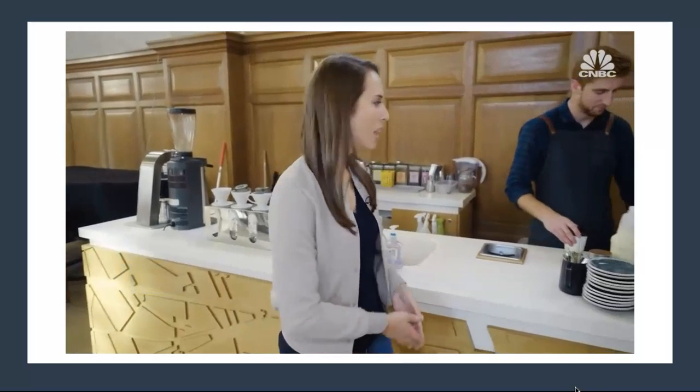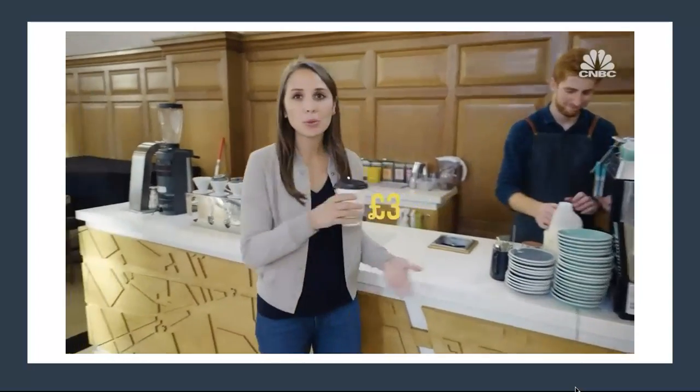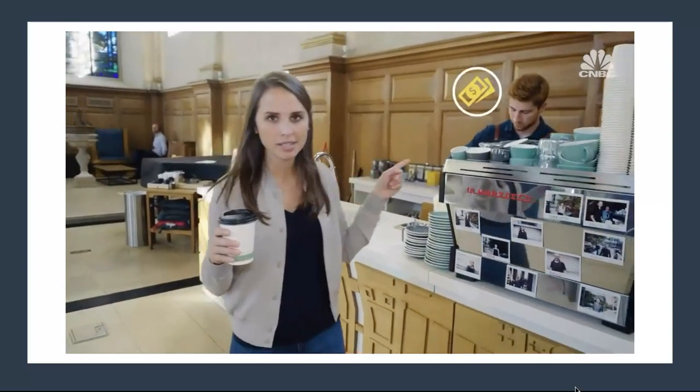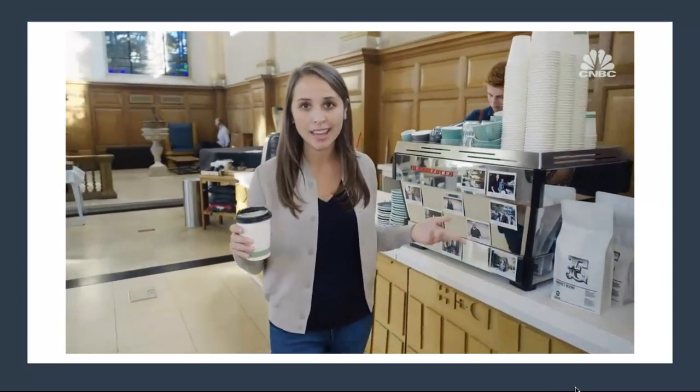How do you measure the size of an entire economy? Let's say I buy a coffee here in London for £3. Those £3 are factored into the United Kingdom's GDP. And so is this barista's salary and this espresso machine. In fact, most of what's around you is part of GDP.